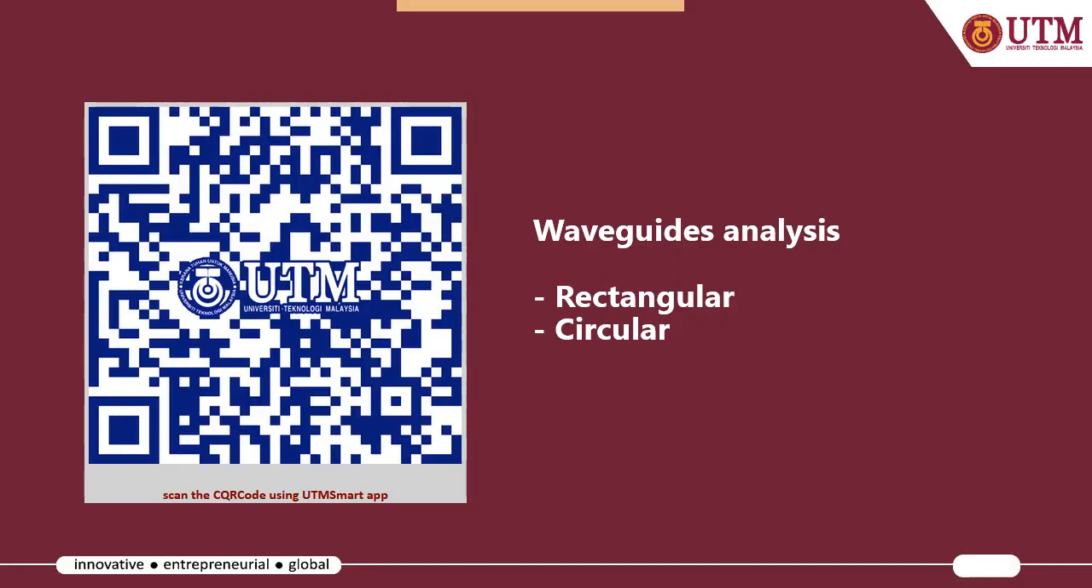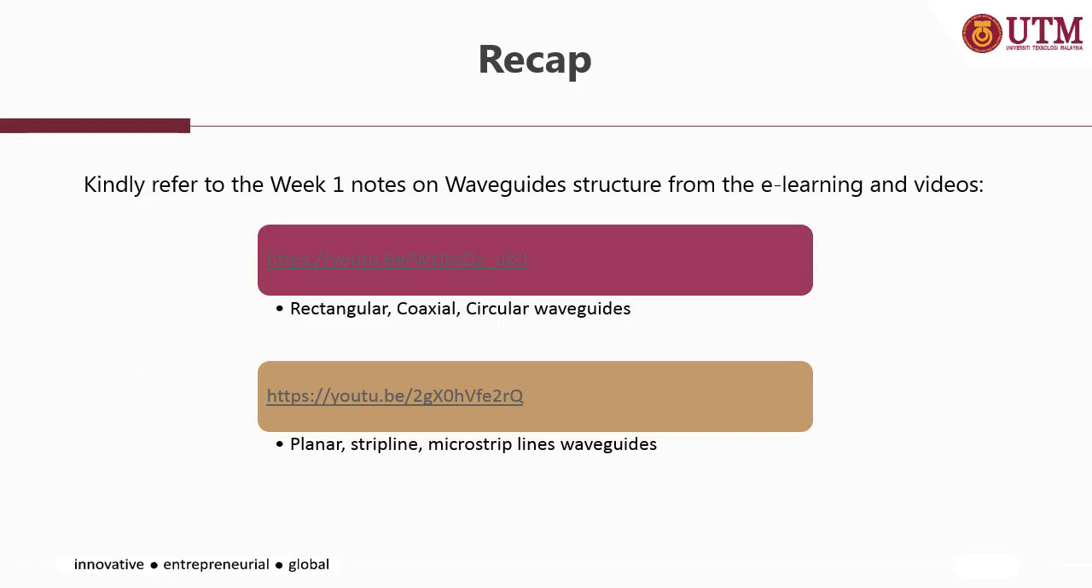Okay, for this part 1, we are going to focus on two types of waveguide, which are the rectangular and circular. Okay, before we begin, let's recap or revise the brief introduction to the transmission line and waveguide structures that you can find from the e-learning.